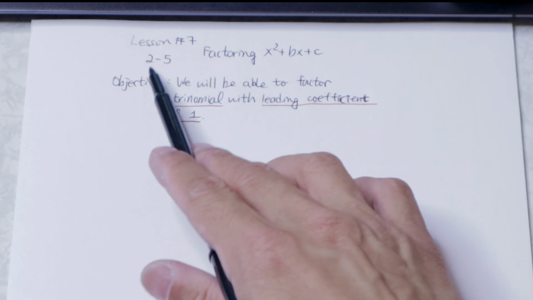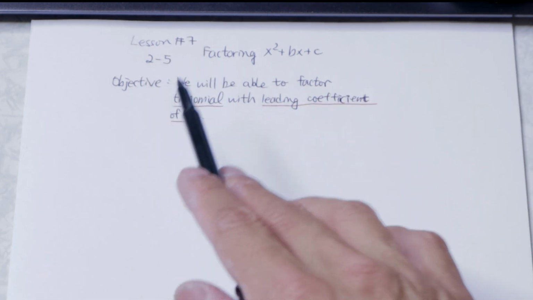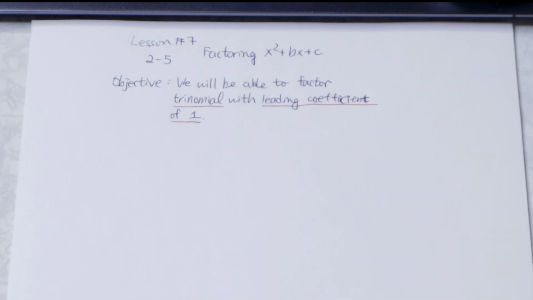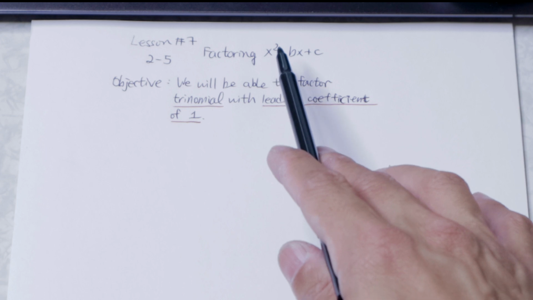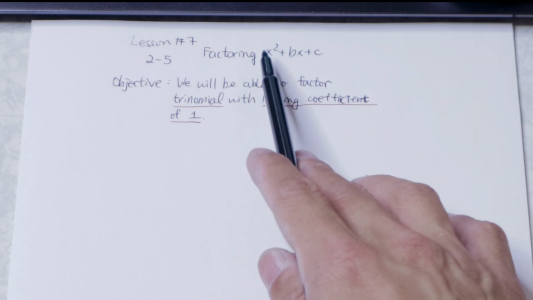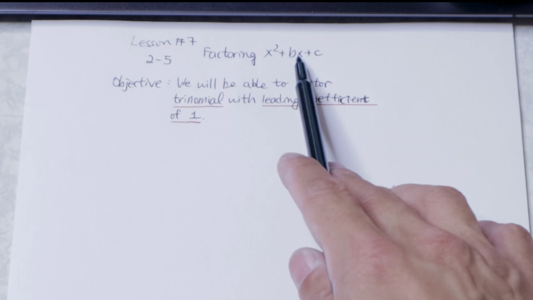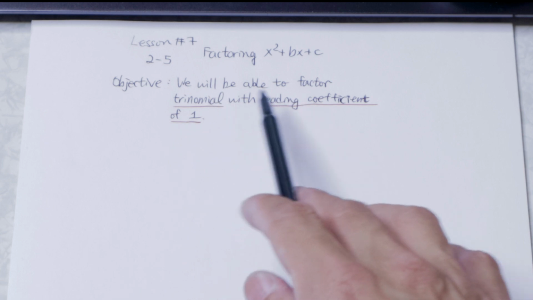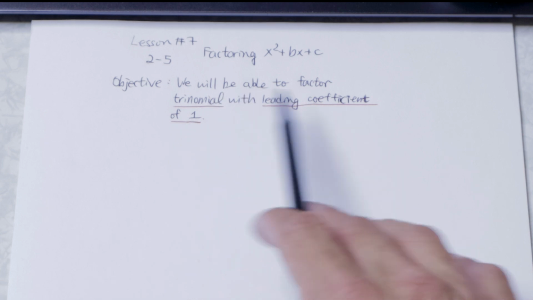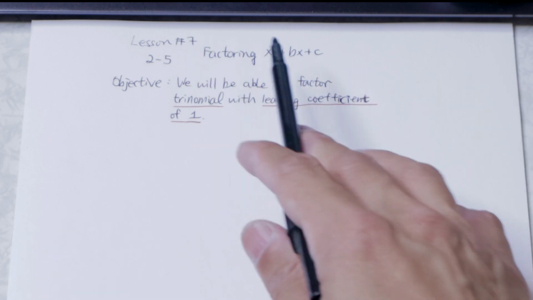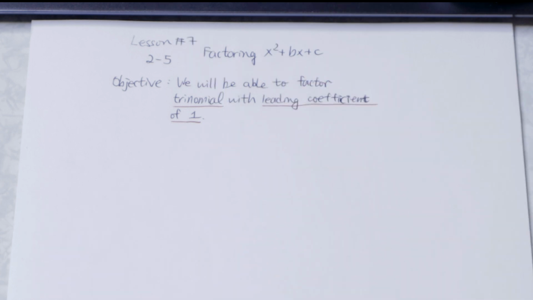So today we are learning lesson 7, which is on 2-5, and the title is called Factoring x squared plus bx plus c. First, let's take a look at the title, because as you could see, this is a trinomial with just x squared only, and then b could be anything, c could be anything. The objective says we'll be able to factor trinomials with a leading coefficient of 1. That means that the x squared has to have an invisible 1 in the front. Not a 2, not a 3, but has to be a 1.